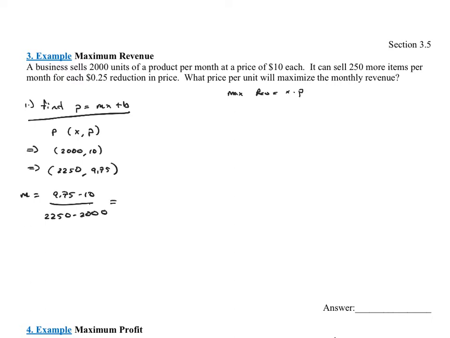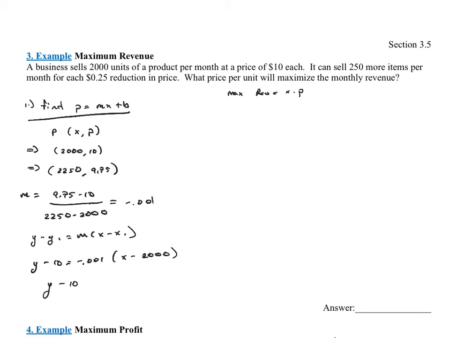Go ahead and put that into your calculator now, and let's find the slope of the price-demand line. I'm getting a slope of negative 0.001. That's the slope of my price-demand model. Now I need to find the equation of it. Again, I'm going to use the point-slope formula, y minus y1 equals m times x minus x1. I could use either of the points. I'll use the point 2000, 10. So y minus 10 equals the slope, negative 0.001, times x minus the x value, which was 2,000.